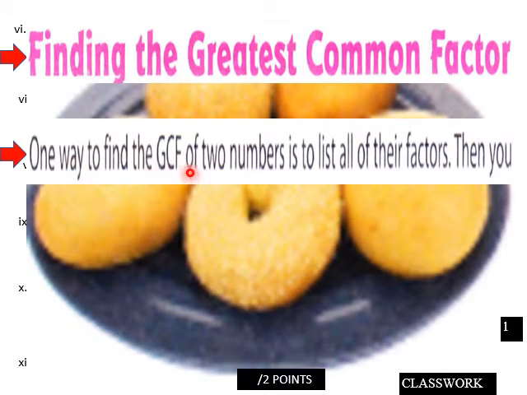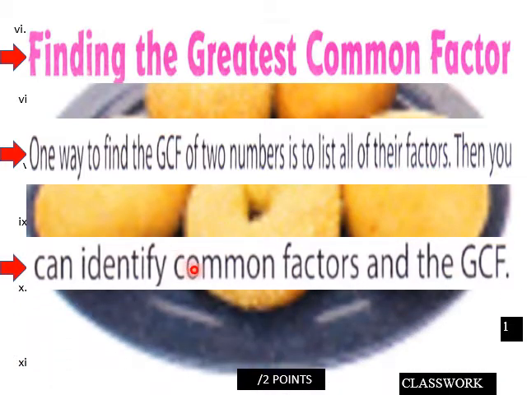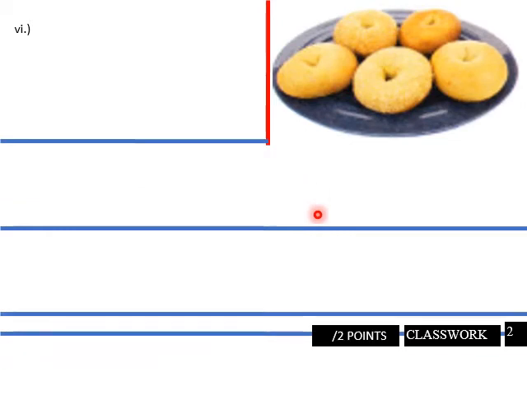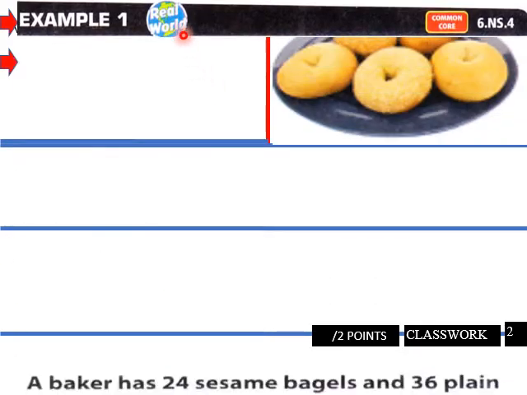One way to find a GCF, which is short for greatest common factor, of two numbers is to list all of their factors. Then you can identify common factors and the GCF, or the greatest common factor. So let's go into our first example of today's lesson.